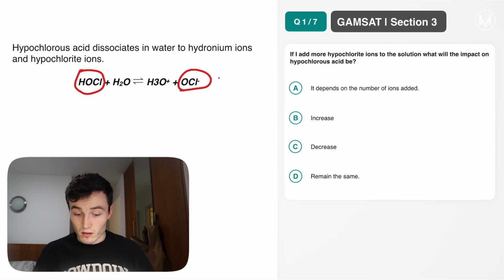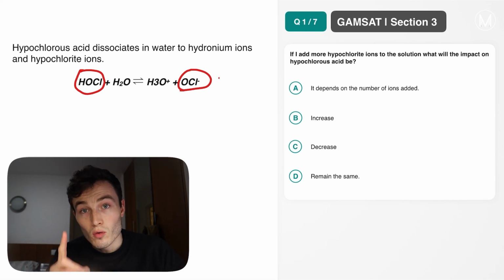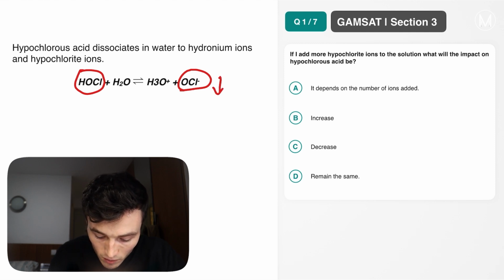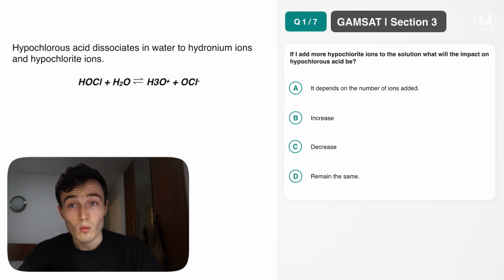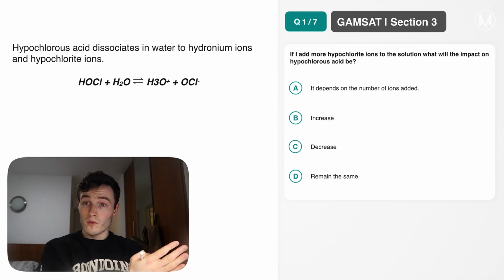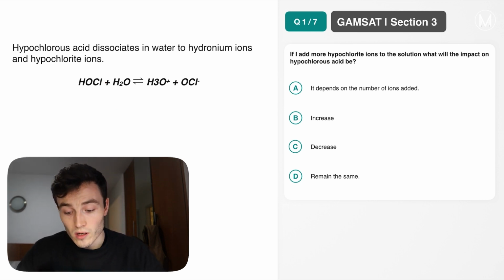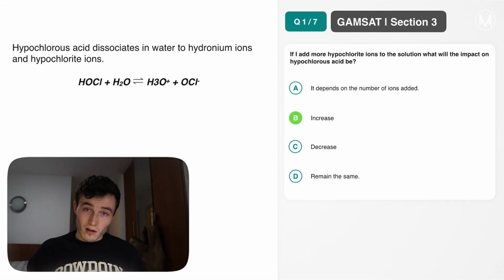However, if I disrupt that, like in this case, we've added hypochlorite ions, I'm now going to move the direction of this to restore that equilibrium. And in order to do that, I need to reduce the amount of these hypochlorite ions, and I do that by shifting the equation this way. So what does that mean for our answer? If I add hypochlorite ions, what's the impact on hypochlorous acid? Hypochlorous acid is on the left and we've added something on the right. We're shifting to restore equilibrium according to Le Chatelier, and therefore I'm going to increase the amount of hypochlorous acid. And indeed, that's our answer.